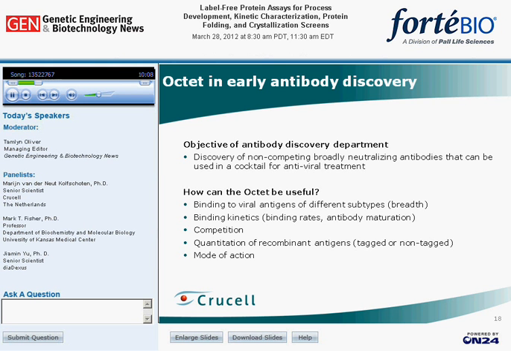The Octet can be useful by testing the binding of antibody leads to different viral antigens, to test the breadth of binding, to assess the binding kinetics, binding rates, or antibody maturation, for example, to test the competition between antibodies that need to be put into a cocktail, and quantitation of recombinant antigens, tagged or non-tagged. The Octet can also be helpful to learn more about the mode of action.